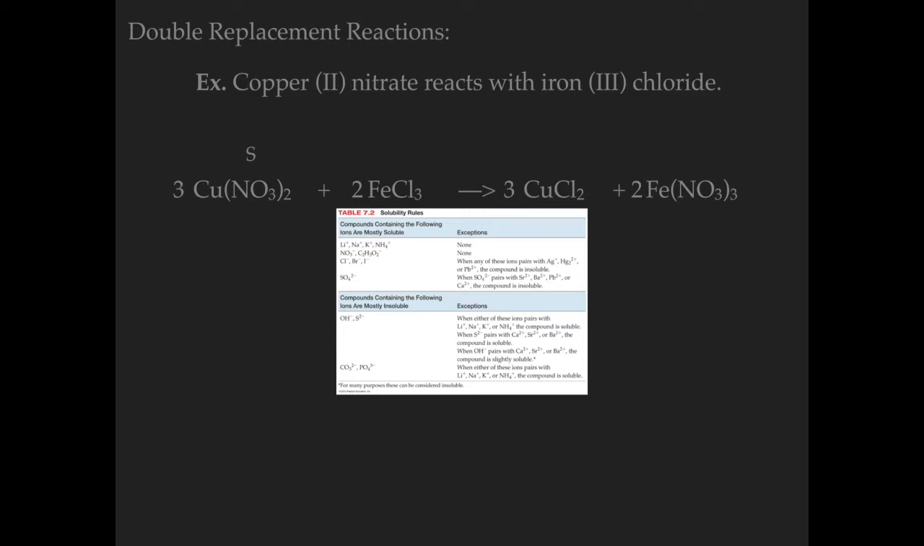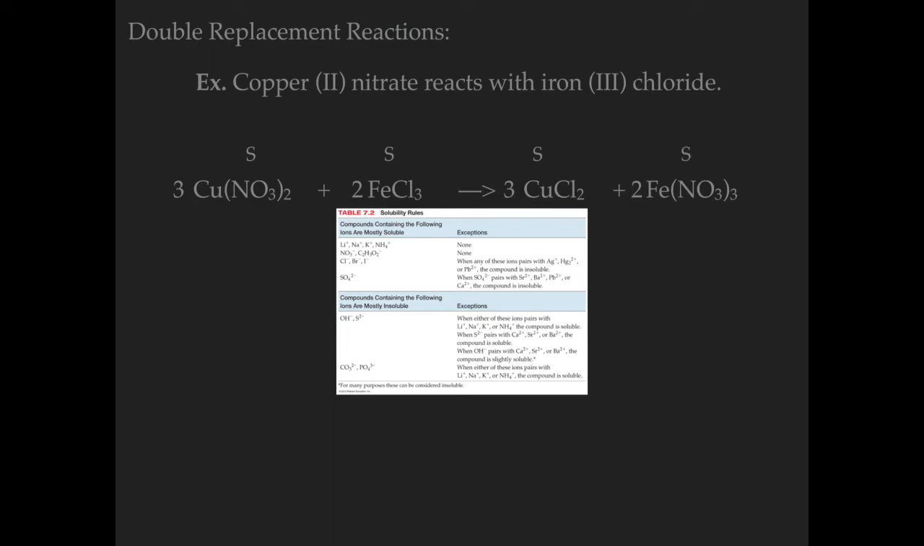Now I'm going to look at chloride. Okay, Cl- is soluble except when it's paired with silver, mercury, or lead. Well, iron is not silver, mercury, or lead, so therefore that's going to be soluble. Okay, copper chloride again is going to be soluble because it's not one of the exceptions, and then iron nitrate is going to be soluble because nitrates are always soluble.